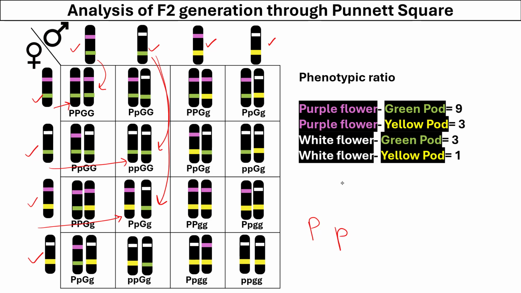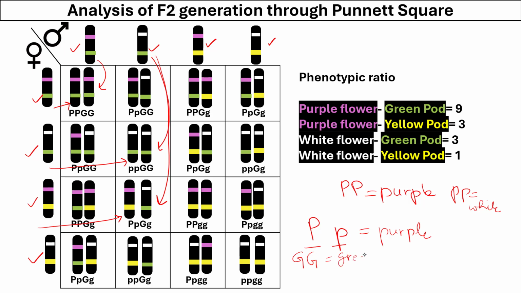If you ever have P and P, you know this will be purple. And if you have small p, you know this will be white. But when you have one capital P, one small p, it will again be purple because purple is dominant over white. Same with G's. Wherever you have capital G, this is green, easy to interpret. If you have small g, this will be yellow, easier to interpret. But if you have capital G and small g, what will be the phenotype? It will be green because green is dominant over yellow.